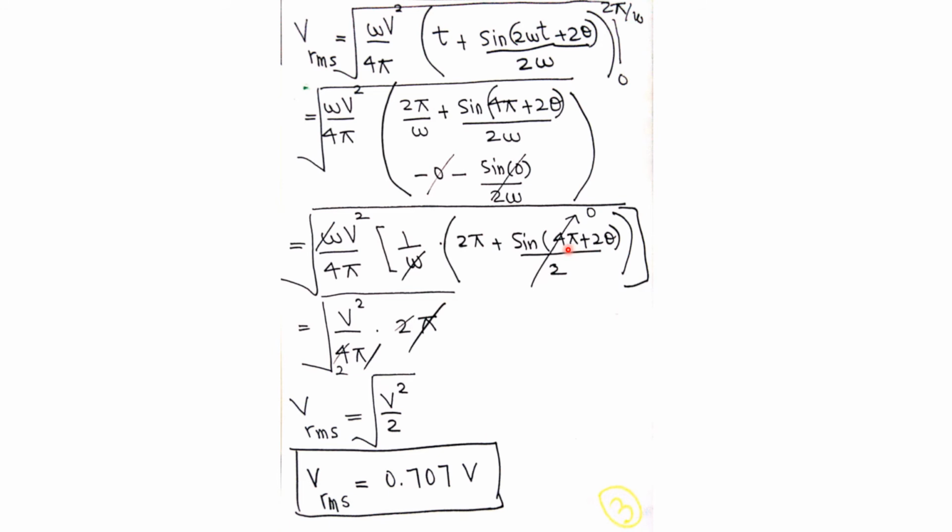of pi, sine of n pi is 0, where n is any integer. It can be 2, 3, 4, 5. For all integer multiples of pi, this sine is 0. And we studied that plus 2 theta doesn't affect it. And then we finally solve it. We reach an RMS value of V over square root of 2, right? Square root of 2 is 1.414, and 1 over 1.414 is 0.707.